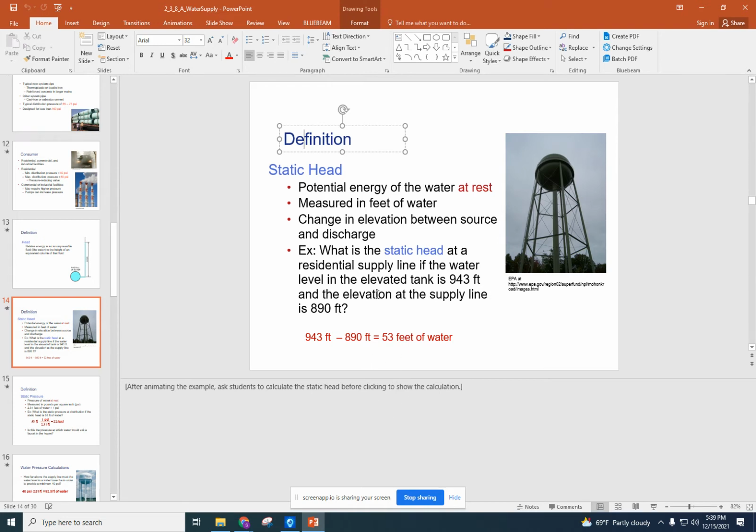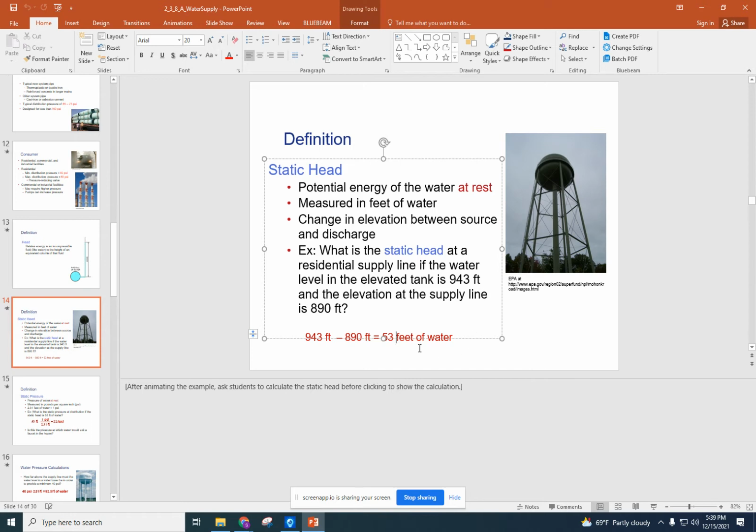So the first thing we're going to do, they give you an example here to figure the static head. It says, what is the static head at a residential supply line if the water level in the elevated tank is 943 feet and the elevation of the supply line is 890 feet? Well, literally, the static head is the difference between those. So the difference between those is 53. So that is 53 feet of water. That's how you would express this.